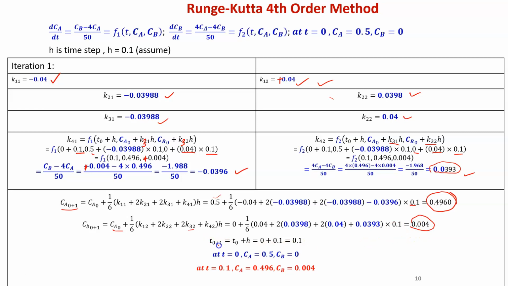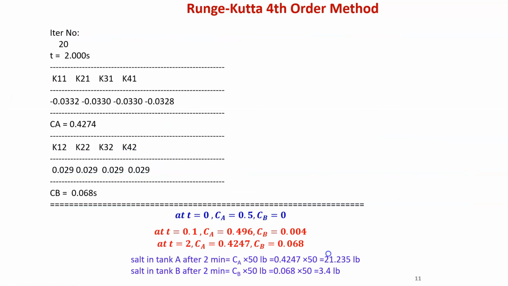And T1 is equal to T0 plus H, so 0 plus 0.1, that is 0.1. So at T equal to 0, CA is equal to 0.5, CB is equal to 0, and at T equal to 0.1, we got the concentration CA as 0.496 and CB as 0.004. Now if we do the second iteration, we have to take T equal to 0.1, CA equal to 0.496 and CB equal to 0.004 for the next iteration. Similar way we can do the calculation.